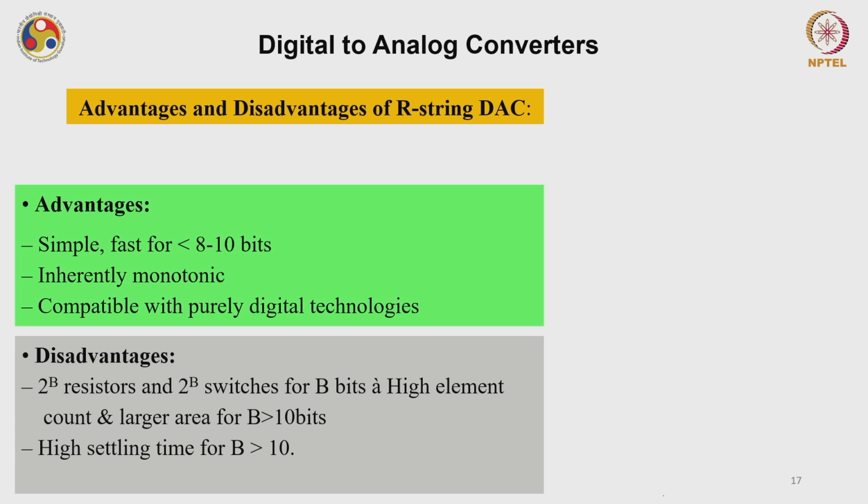However, 2 to the power b registers and 2 to the power b switches are required for, say, number of bits b. Similarly, you need a large area to accommodate all these registers. So if the number of registers is very high, it also acquires a lot of space. And if the number of registers increases, which happens because the number of bits increases, the settling time of this kind of configuration is also very high. So mostly string kind of structures are used where fewer bits are required.